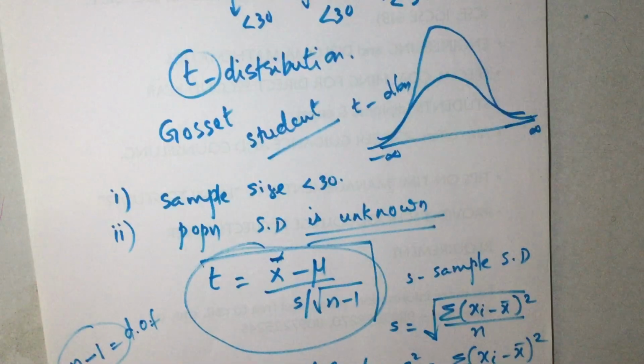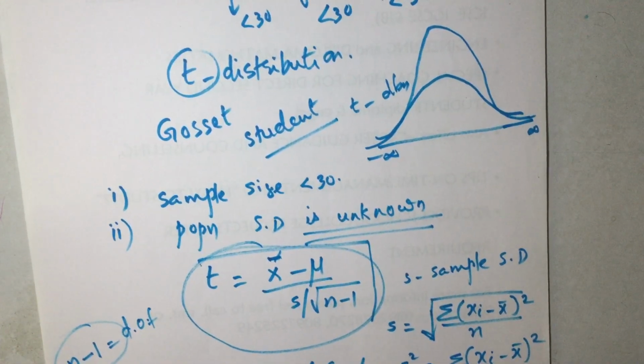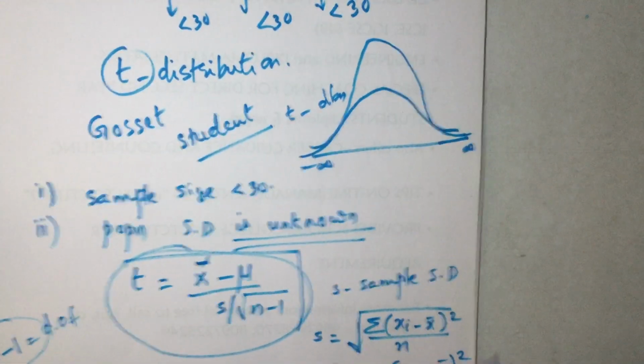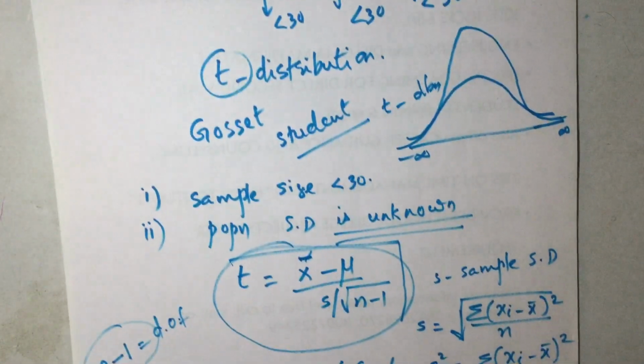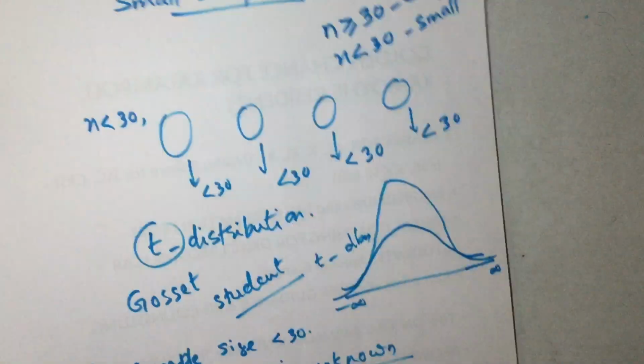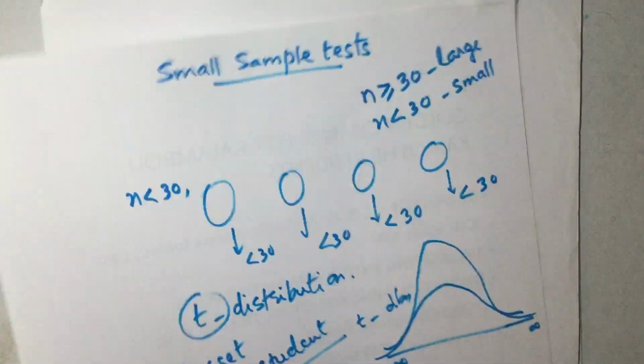One of the uses of this t distribution is that it is used to find the mean of the population from the sample. That means if the sample mean is given, you can find the population mean from that sample. In short, you can find mu if x bar is given. That's it. So that is the T distribution.